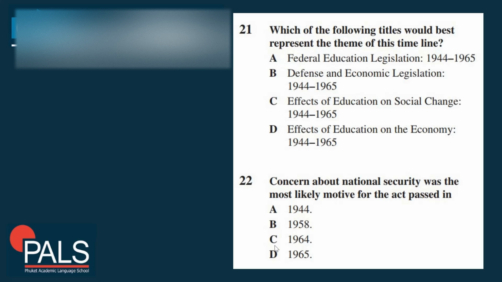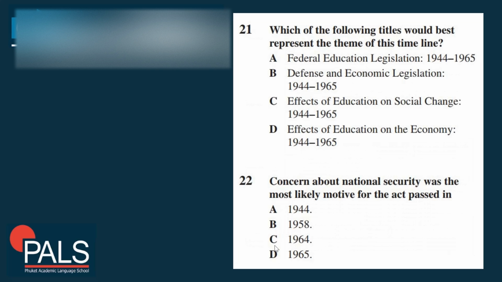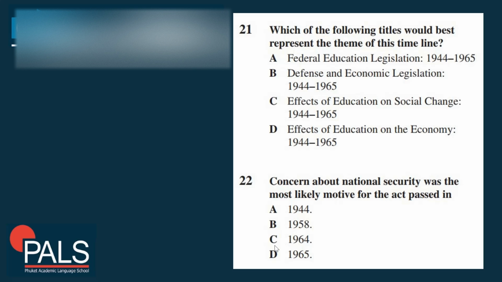If we look back at this timeline, we will see that there is no mention of the effects of education on social change or the economy. C and D are not likely candidates for a good title. If we look carefully now, we will see that each of these acts is about education. None of them is about defense. Although we have national defense education, it's still educational. So, A, Federal Education Legislation would be the best title for this timeline.